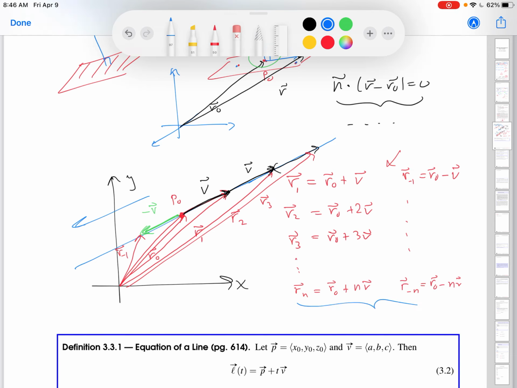But now we're going to make the leap. We're going to say, oh, so what if I just replace n by any real number? What if I only want to go half of the length of v, or a third of the length of v, or backwards by 1/1000th the length of v? So I'm going to put a t here.